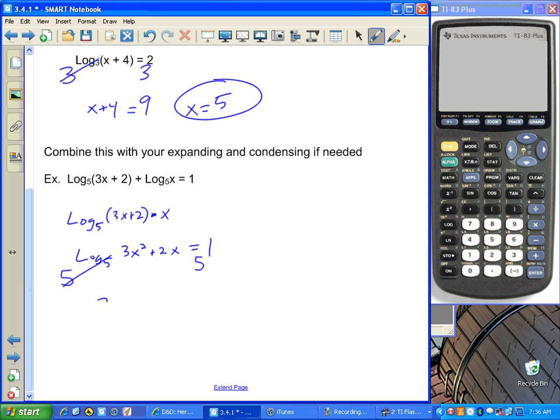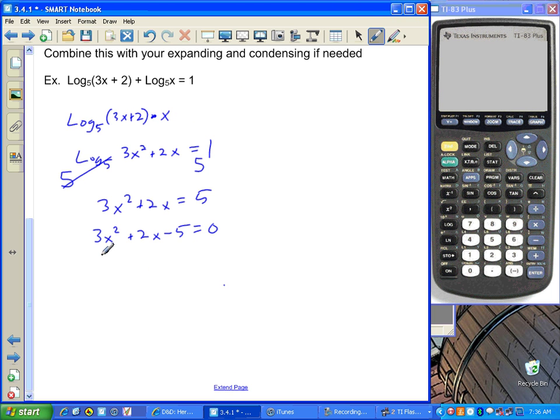So now this will cancel and leave just 3x squared plus 2x equals 5. This is a quadratic, so I need everything on one side. And now I can either factor or use the quadratic formula. Let's see, this one should factor.